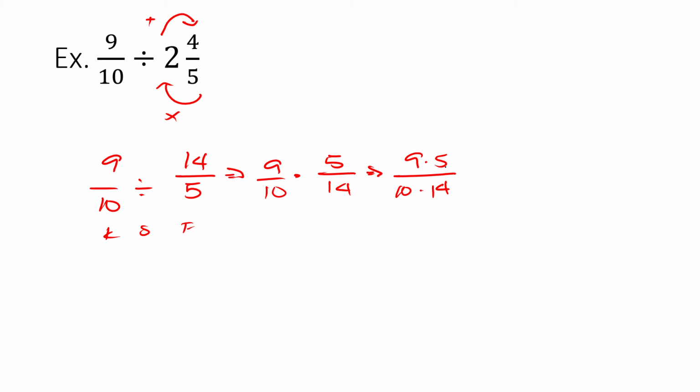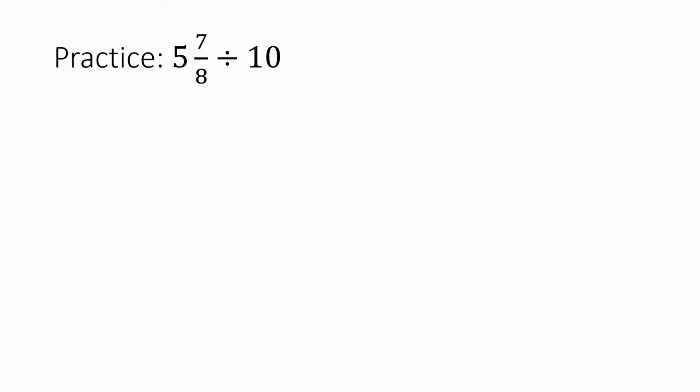Option 3, divide 5 and 10 by the same number. In this case, 5. 5 divided by 5 is 1. 10 divided by 5 is 2. And basically that's it. So you simply multiply across. 9 times 1 is 9, and 2 times 14 is 28. So that's your final answer, 9 over 28. Now let's move on to the next part.